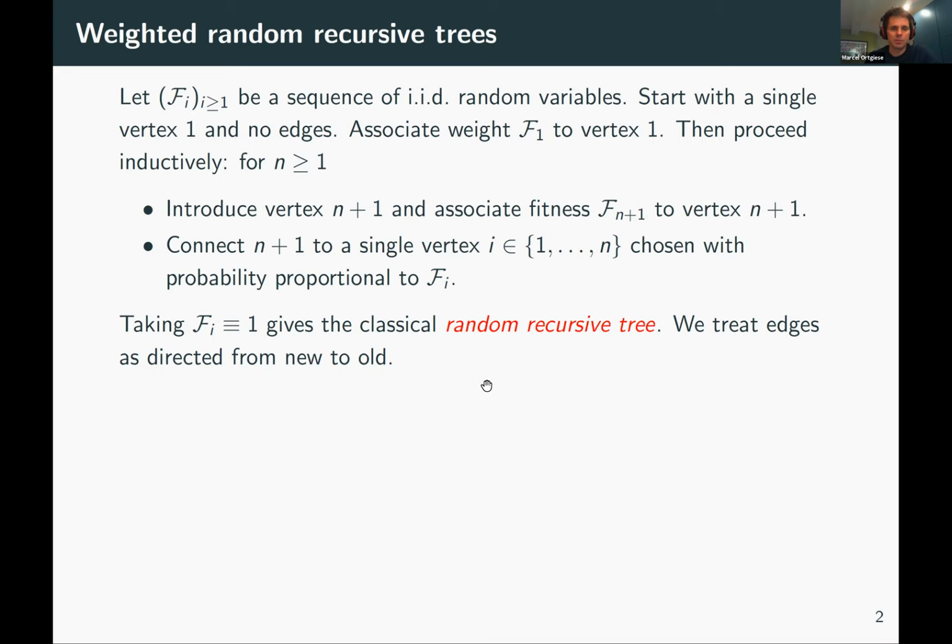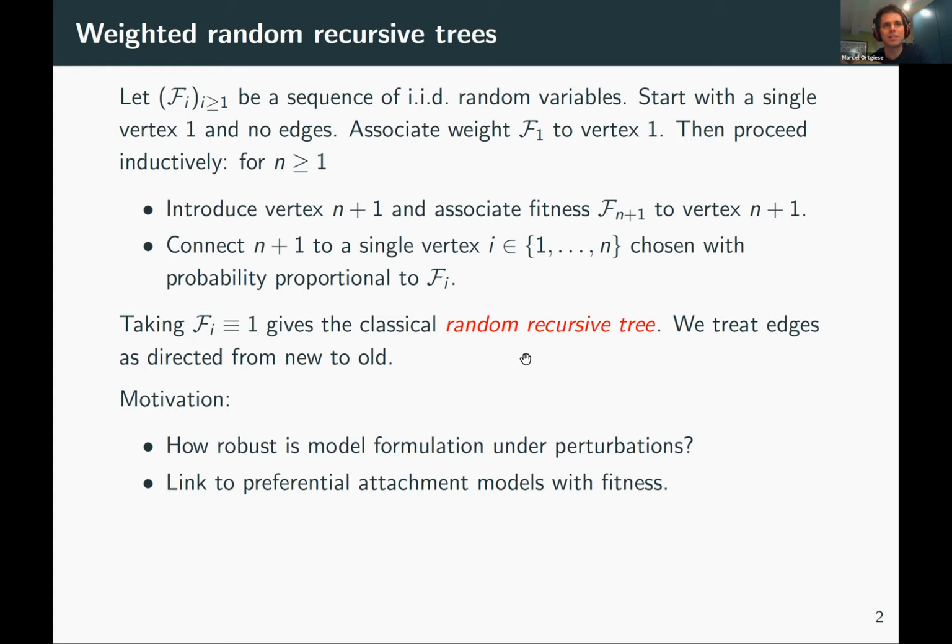Okay, what are we interested in here? Well, I've introduced these extra weights, and that just adds inhomogeneity to my model. It's maybe realistic that in a random growing network not everybody is the same. Some people are just naturally, for whatever reason, more likely to attract connections. So one question would be: how robust is our model if you perturb it a little bit, if you add these extra weights?